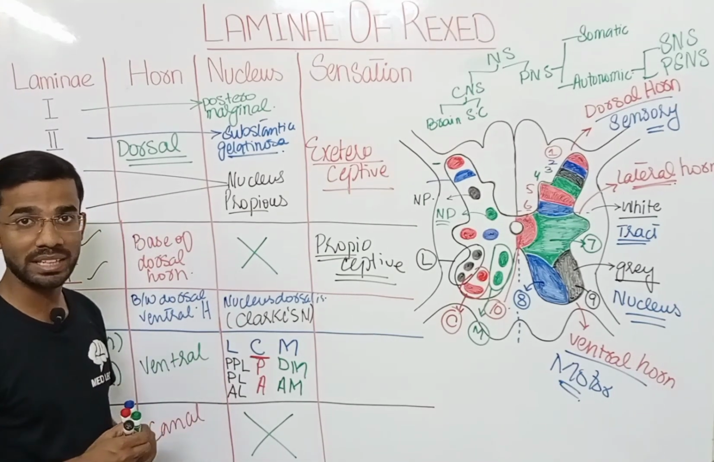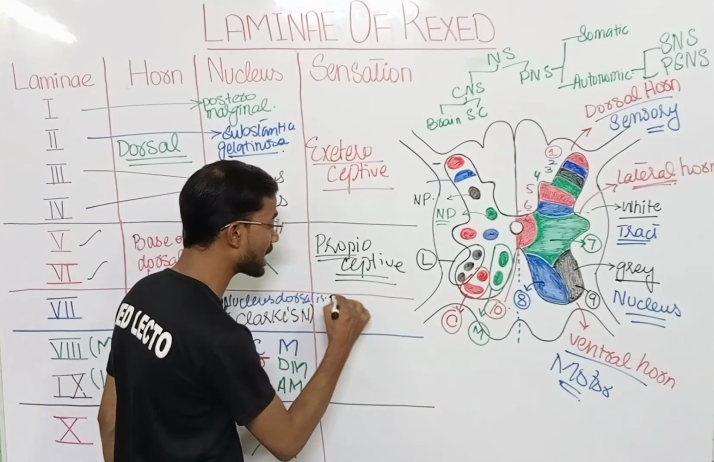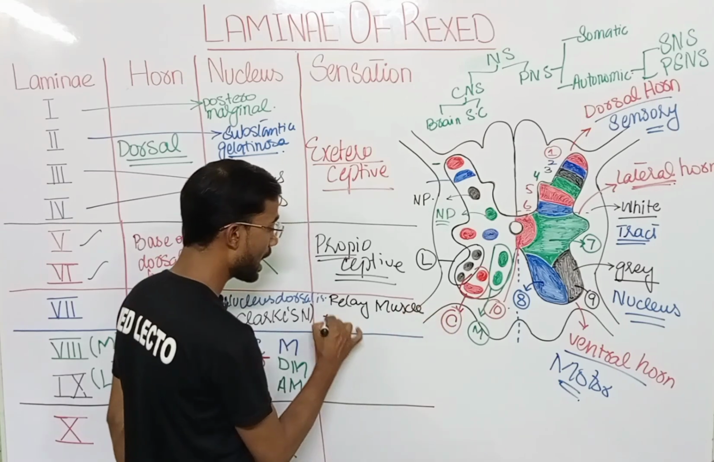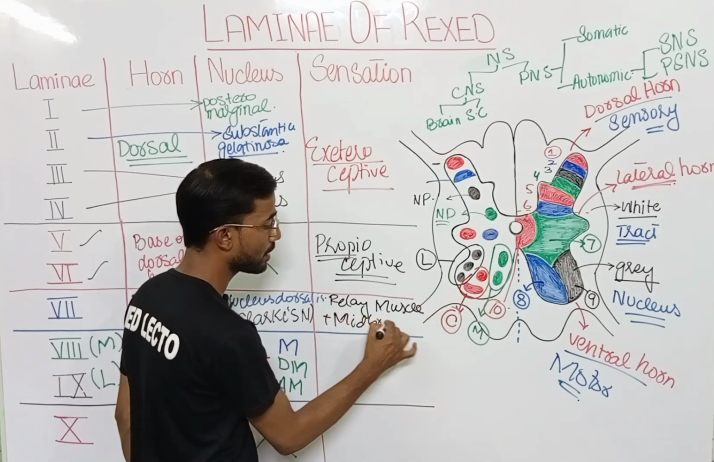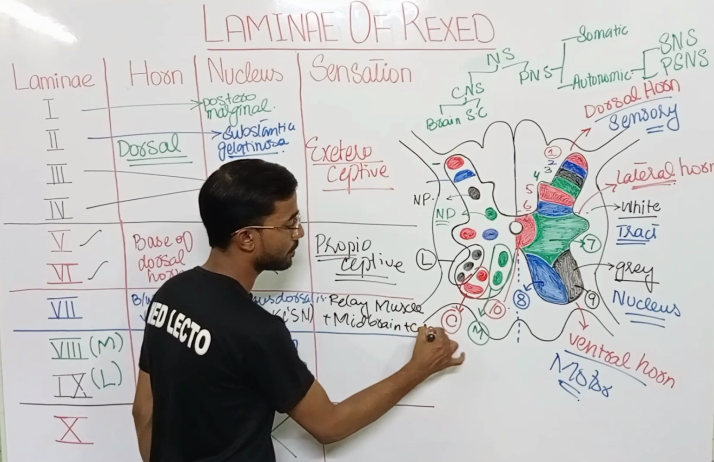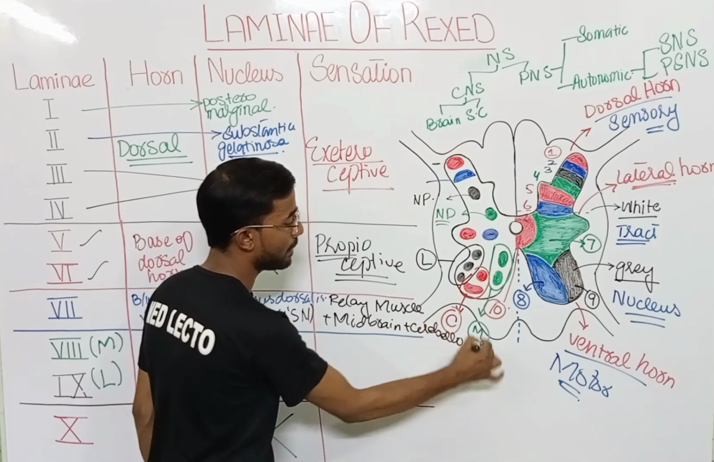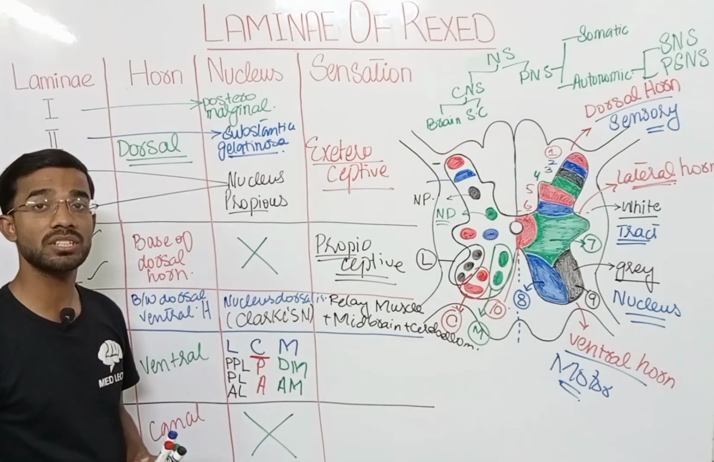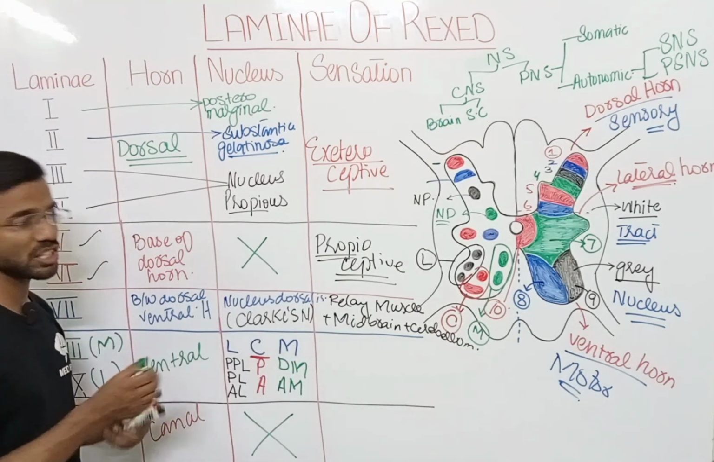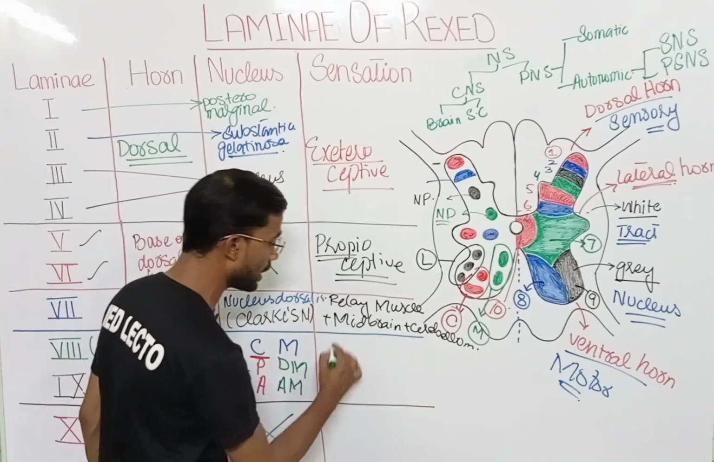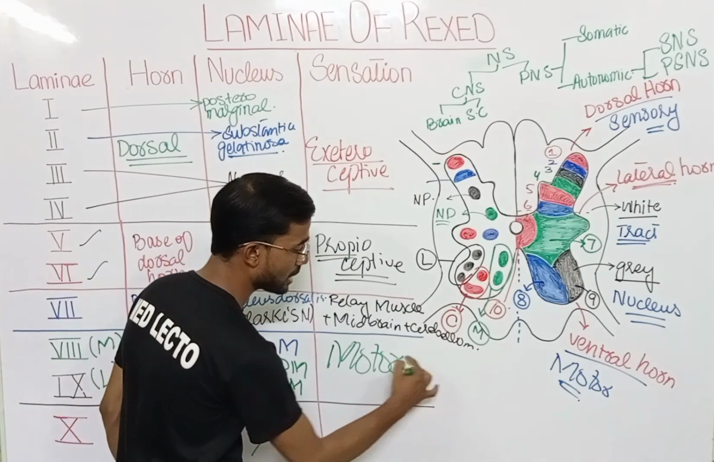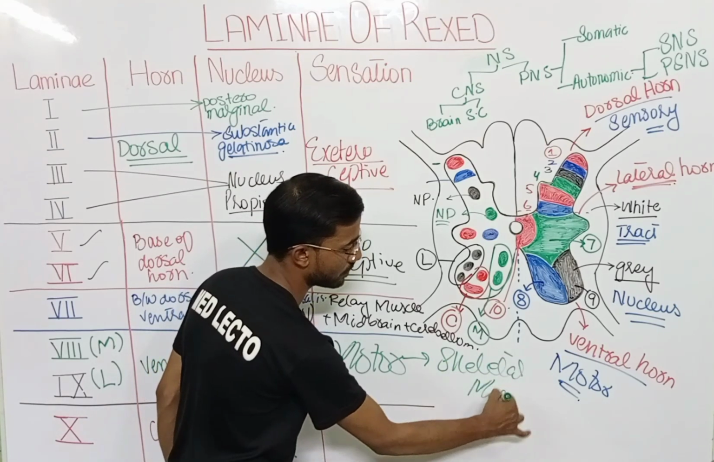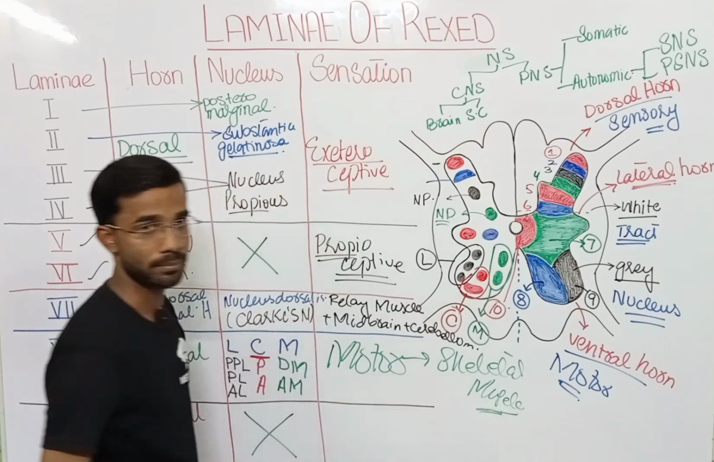Next is the 7th. The 7th lamina acts as a relay system between the muscle spindle and the midbrain and cerebrum. It acts as a relay between the midbrain, the cerebrum and the different muscles. Okay. So last are the 8th and the 9th laminae. This is very important. They are involved in motor function, specifically the skeletal muscles of the body, which is voluntary in nature.